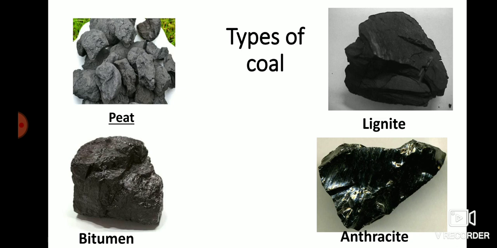Different types of coal are available: peat, lignite, bitumen, anthracite. Among these four types of coal, anthracite is the best quality, and the amount of energy we get from this type of coal is much more than the other types. So if we arrange them according to the quality, anthracite is first, then bitumen, then lignite, then peat. You can see the color and the texture is also different.